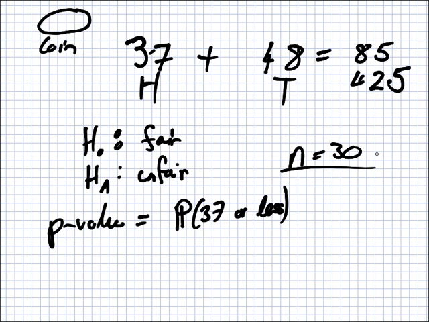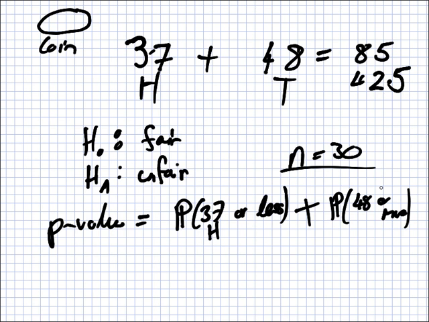Just before, don't forget, this is two-tailed, so we would have to have the other end. So that's 37 heads or less, and then the other extreme would be 37 tails. If you prefer to state it as the reverse number of heads, whatever 85 minus 37 is, that's 48 or more heads. That's how we did it.